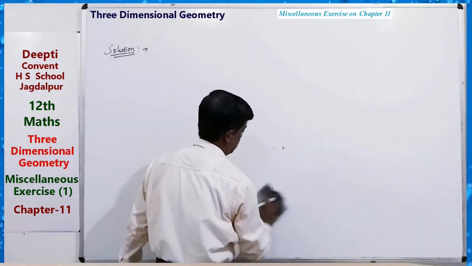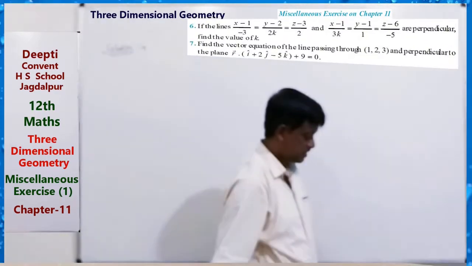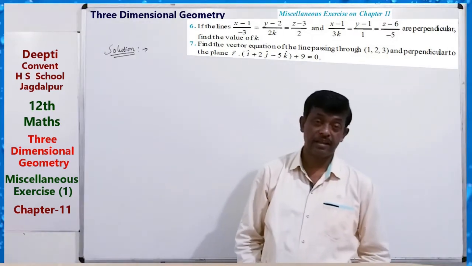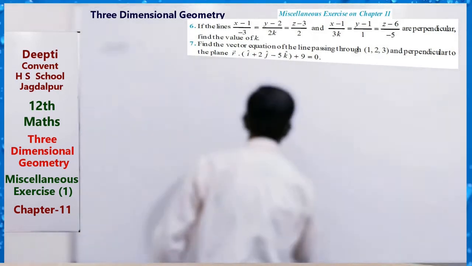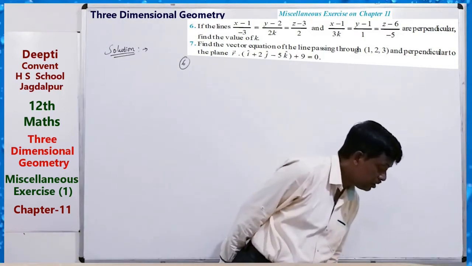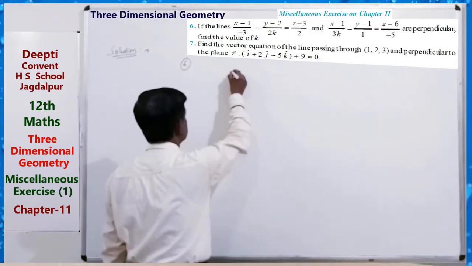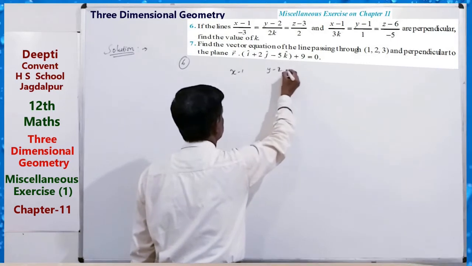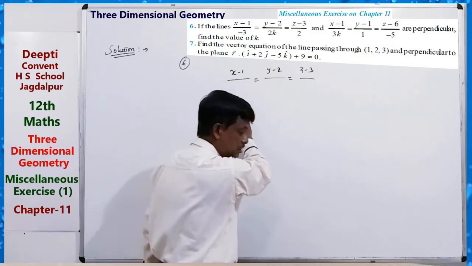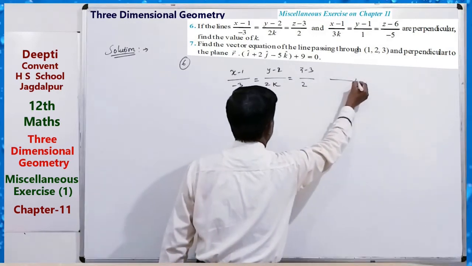Okay, now question 6. If these lines are perpendicular, then find the value of k. The lines are given like this. The first line is (x minus 1)/(minus 3) equals (y minus 2)/(2k) equals (z minus 3)/2. The second line is (x minus 1)/(3k) equals (y minus 1)/1 equals (z minus 6)/(minus 5).